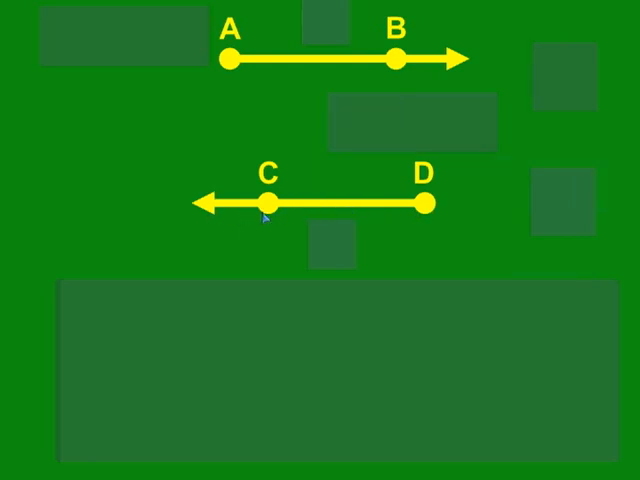What's that name for that thing? Ray. What was that again? Ray. Okay, a ray. A ray goes on and on in the direction of the arrow. On the other side, we still have our old friend, the endpoint.